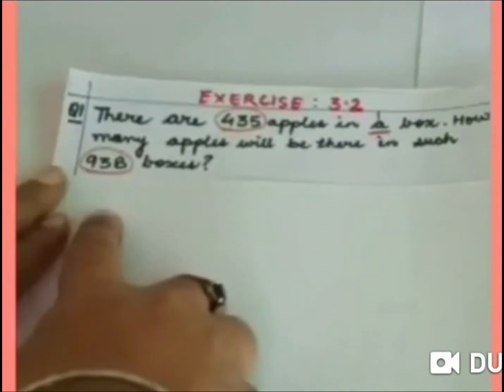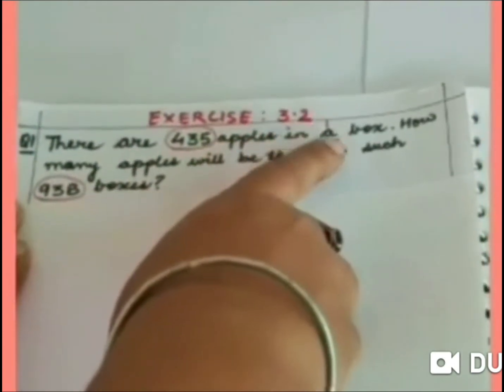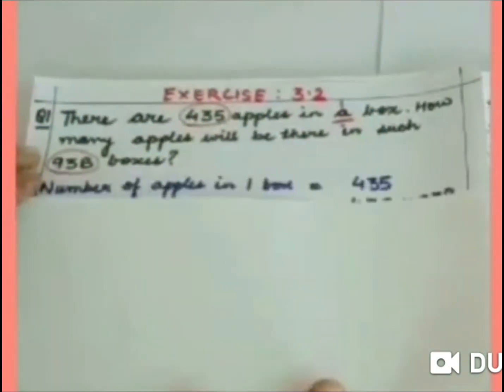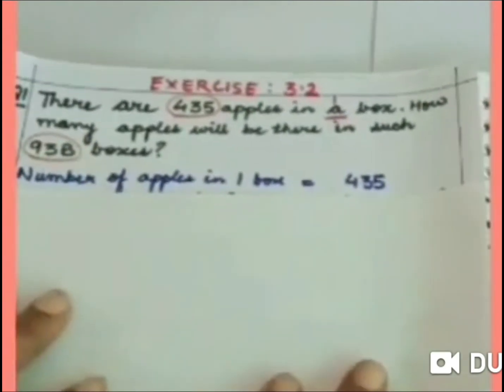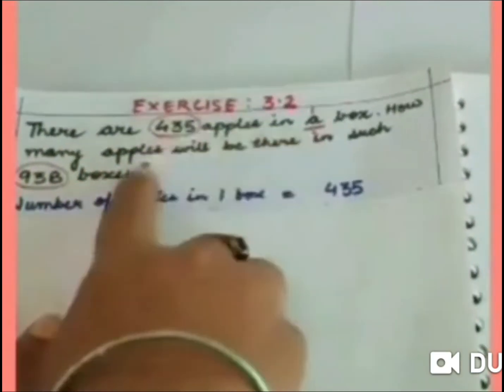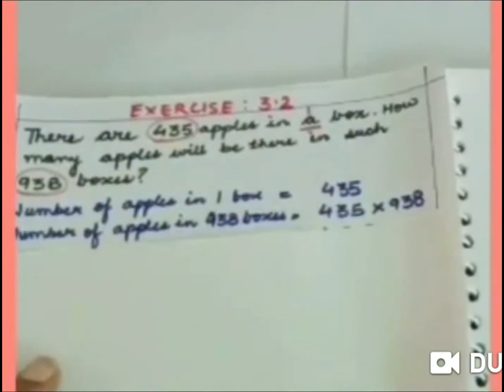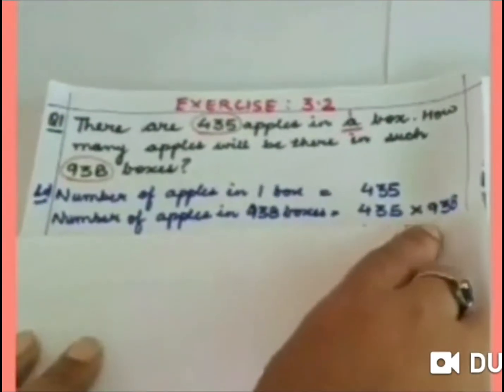So let us write the statements first. The first statement here can be number of apples in one box. This is how you can write the first statement, number of apples in one box. Then the second statement can be number of apples in 938 boxes. So number of apples in 938 boxes, and then you can multiply the numbers.